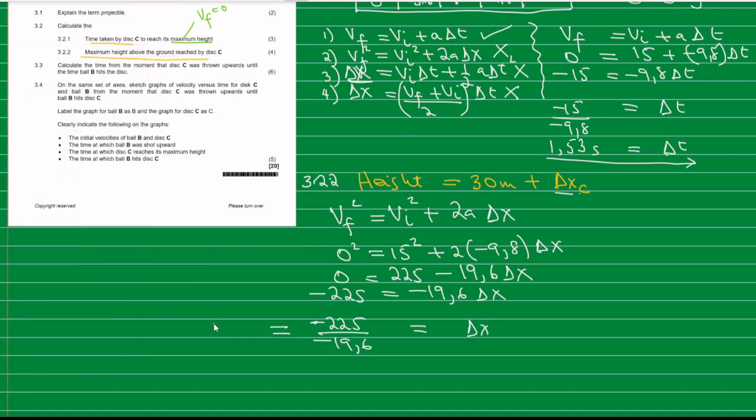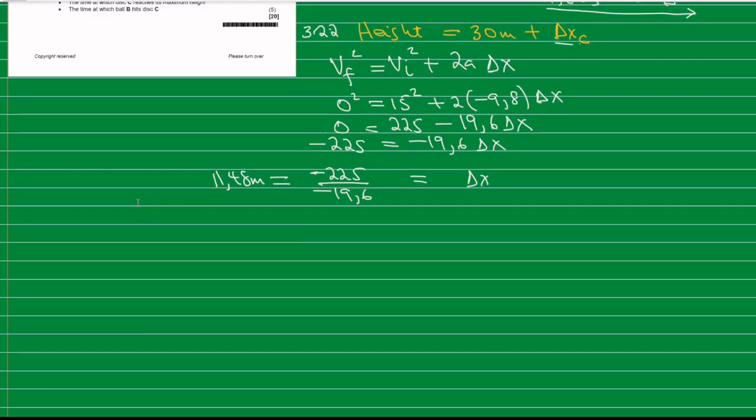So this is 11.48 meters. In physical sciences, in physics, you are requested to express your final answer to a minimum of 2 decimal places. So 2 decimal places is okay, or 3 decimal places and above.